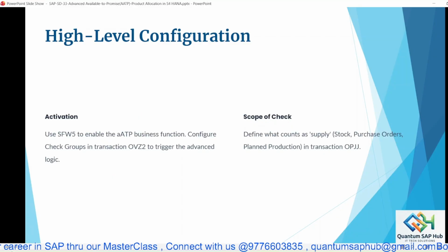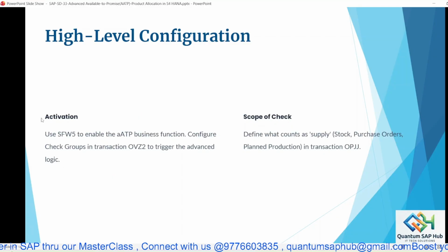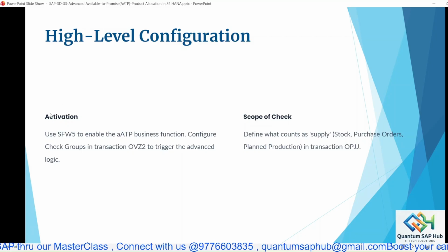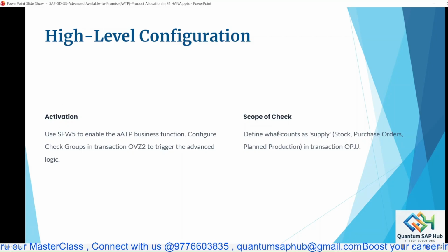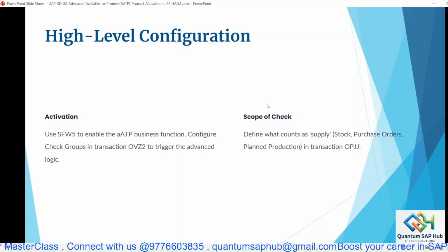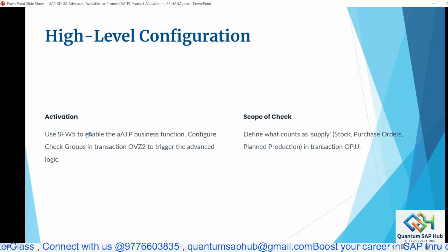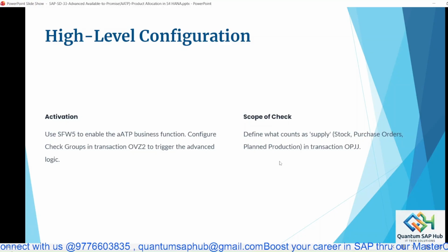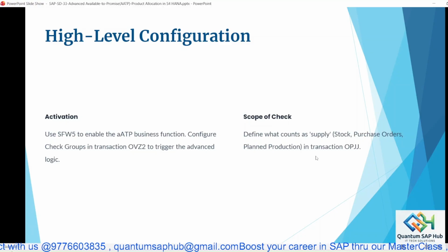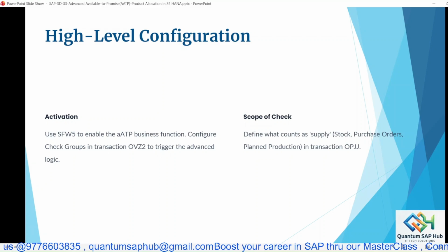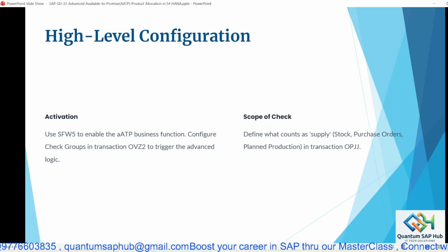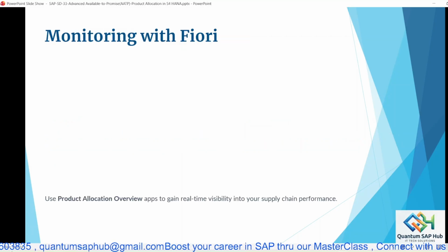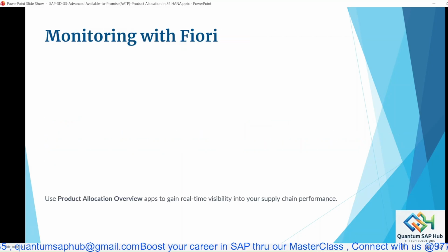So what high level configuration is required? Number one is activation, and second is the scope check. You activate the business function, then configure the checking group, and configure the checking rule for the scope objects. Next is monitoring with Fiori.